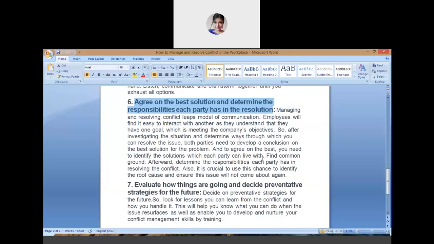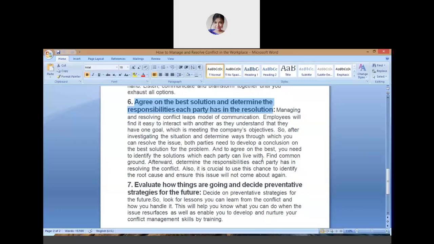Suppose there are 5 people involved in the conflict. Each and every person will have their own opinion regarding how to resolve the conflict, isn't it? So after you listen to all of them, you can agree on the best solution and try to determine the responsibilities each party has in the resolution.